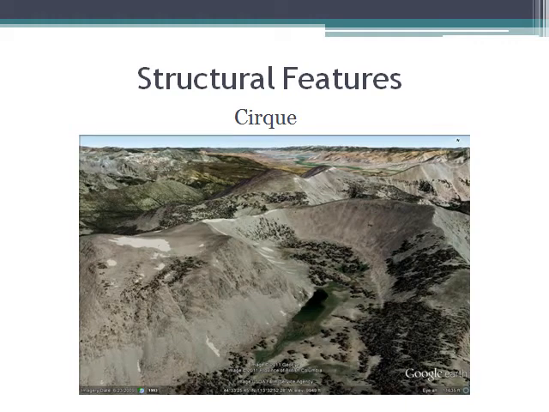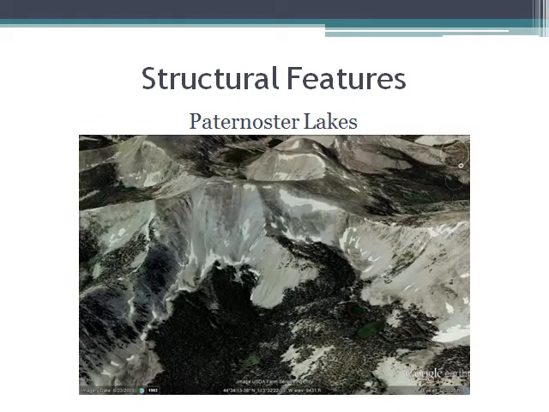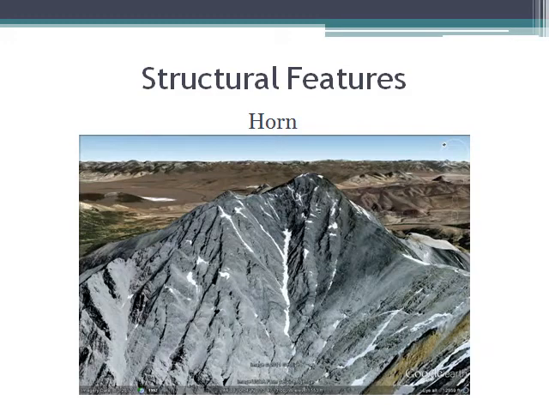Another dominant structural feature in Challis is cirques. As you can see, this is just one of the many ones that are out there. Another structural feature we have is Paternoster Lakes. As you can see in this picture, there's two lakes to the right-hand side, and there's a couple other smaller ones that, if you were to zoom in, you could see were just above those. And once again, those are very common throughout this area.